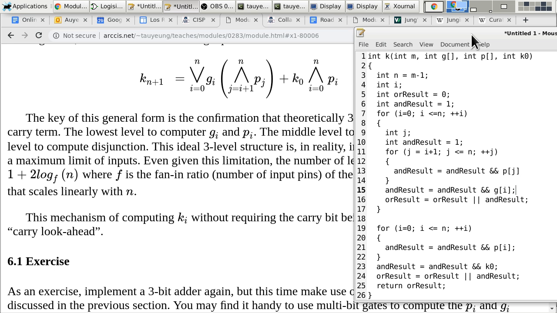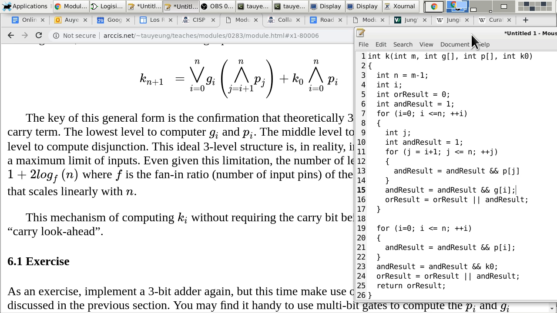Yep? So just for clarification, the "and" is implied because GI is being multiplied by the term in the parentheses. Right, so I'm using the shorthand. Multiplication is conjunction and addition is disjunction. So are we good? Questions?